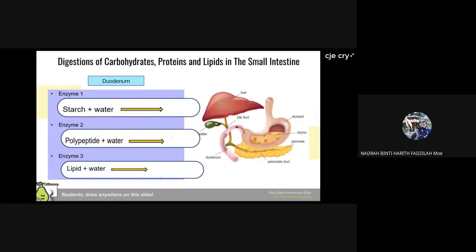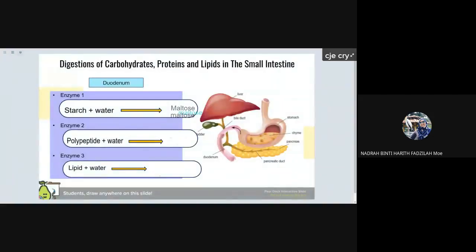So we know that the pancreas secretes the enzymes amylase, trypsin and lipase to the duodenum. Can you complete these three reactions? What are the enzymes involved and what are the products? Okay, very good. Kalau kita nampak starch saja, enzim dia memang amylase lah. Tapi kita tambah sikit nama dia pancreatic amylase. Pasal apa? Sebab the enzyme is produced by the pancreas.